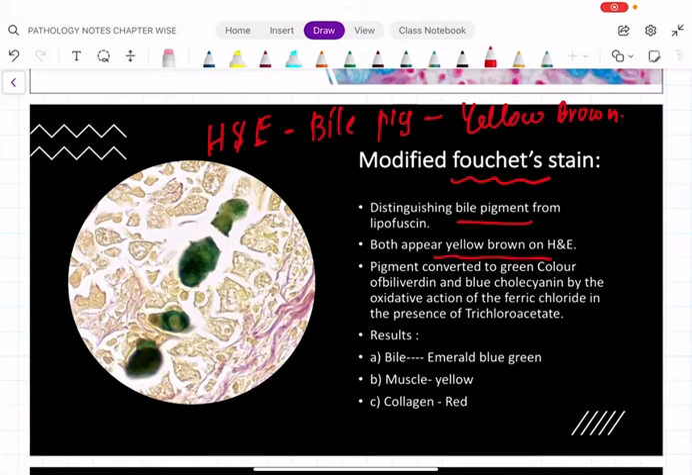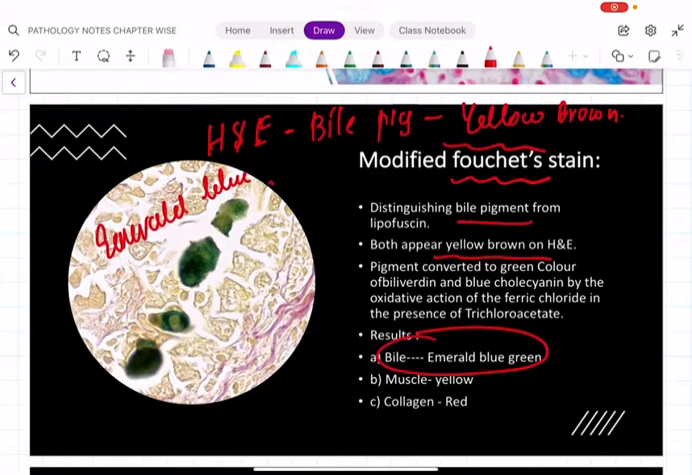But we have a more specific stain. For example, I have told you we have PAS stain for all compounds which are carbohydrate. Then I told you the most specific stain for glycogen is Best's carmine. Similarly, bile pigments look yellowish brown in normal H&E staining, but there is a specific stain for bile pigment called Fouchet's staining. In this Fouchet's staining, as you can see here, the bile looks like an emerald blue-green color.